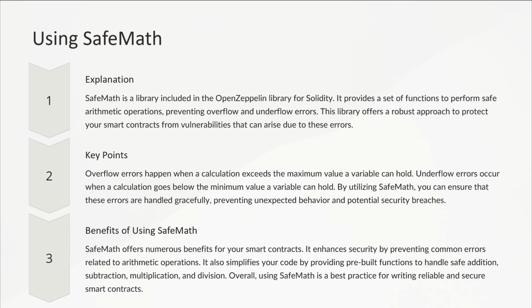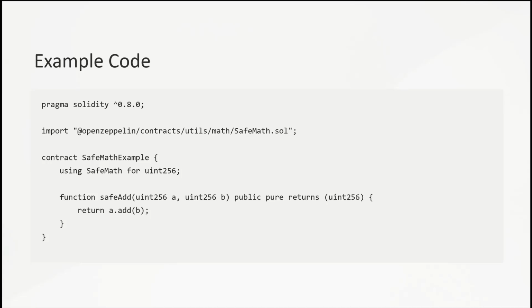SafeMath offers numerous benefits. It enhances security by preventing common arithmetic errors, simplifies your code with pre-built functions for safe addition, subtraction, multiplication, and division, and is a best practice for writing reliable and secure smart contracts. Here is an example code.